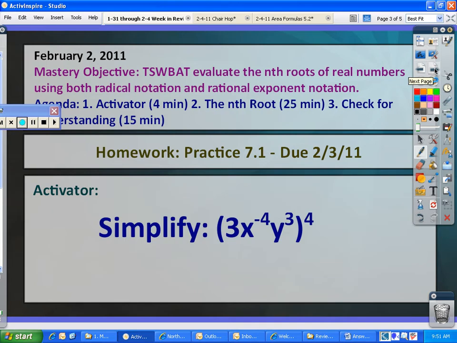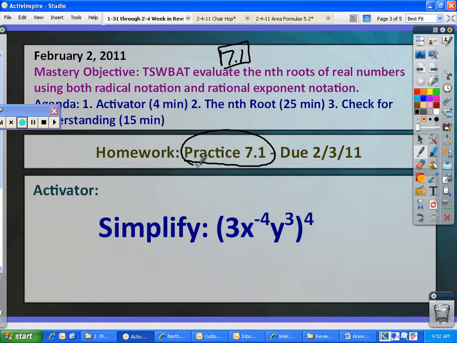On Wednesday, February 2nd, the objective was to evaluate the nth roots of real numbers using both radical notation and rational exponent notation. This was section 7.1 in their textbook, so again you can refer there to get extra practice and notes on this. Their homework was practice 7-1, which was the homework from the previous evening that we did not get to, and it was due on Thursday.